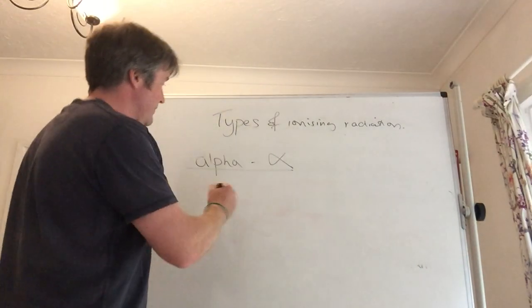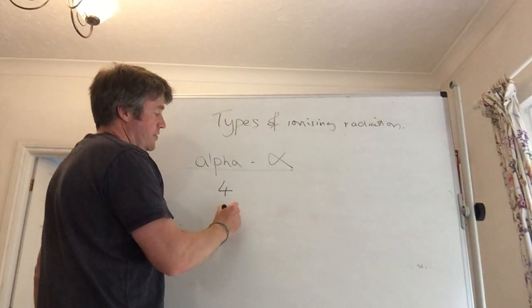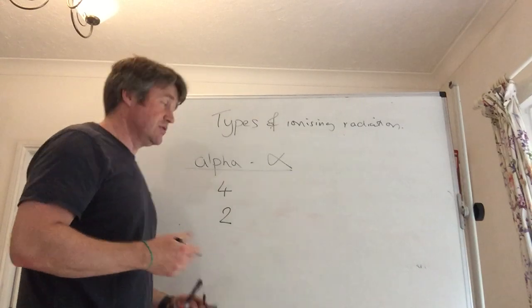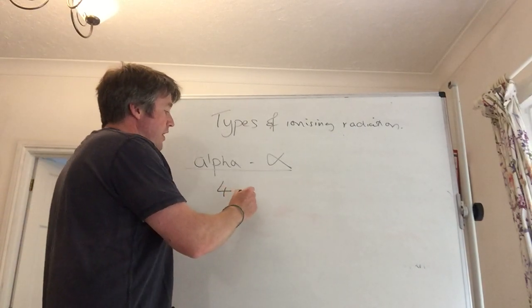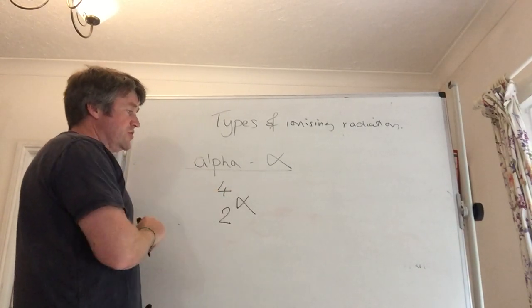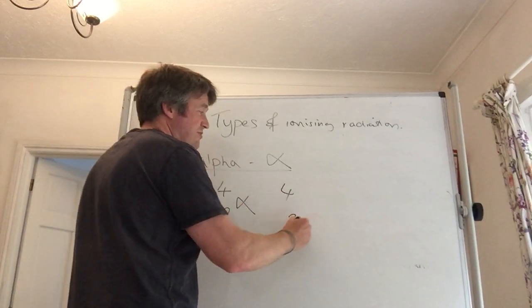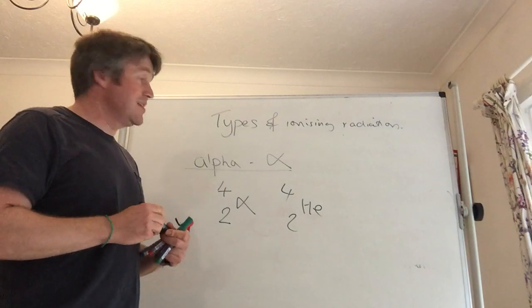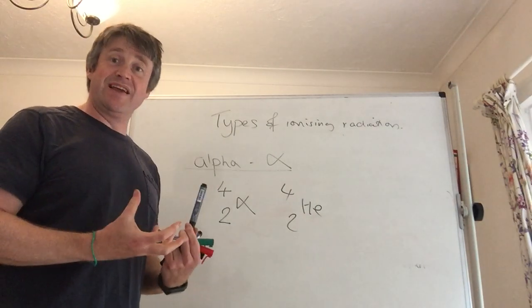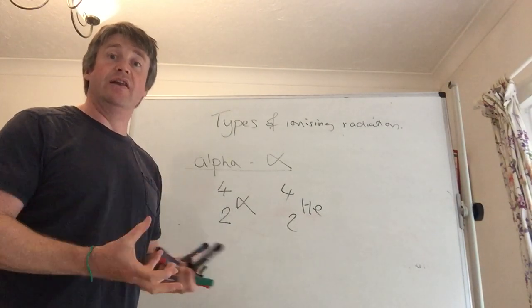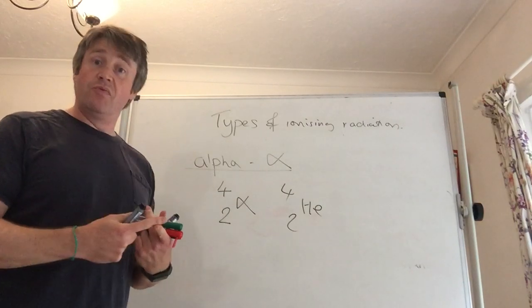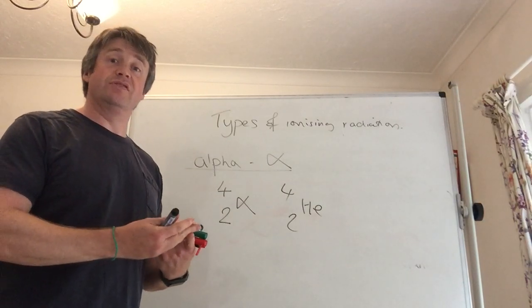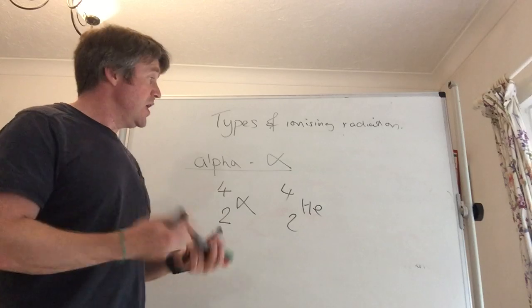Quite often when you see it written in a nuclear equation, it has a 4 and a 2, or sometimes you can see it written like this. It's written with He for helium because it is exactly the same as the nucleus of a helium atom. So it's 2 protons and 2 neutrons. This is a big particle.